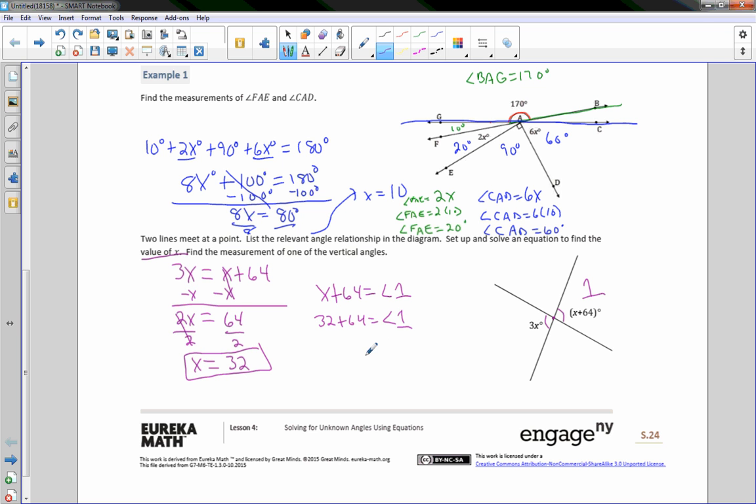Okay, so therefore, 4 plus 2 is 6, 6 plus 3 is 9. So angle 1 equals 96 degrees. So this is 96 degrees because 32 times 3 is 96. And it said find the measurement of one of the vertical angles. So we did. Okay.